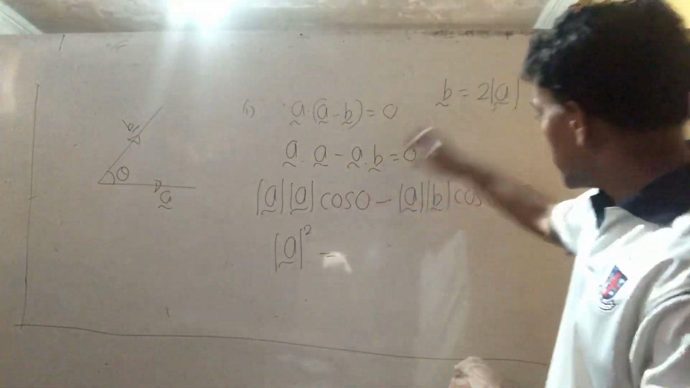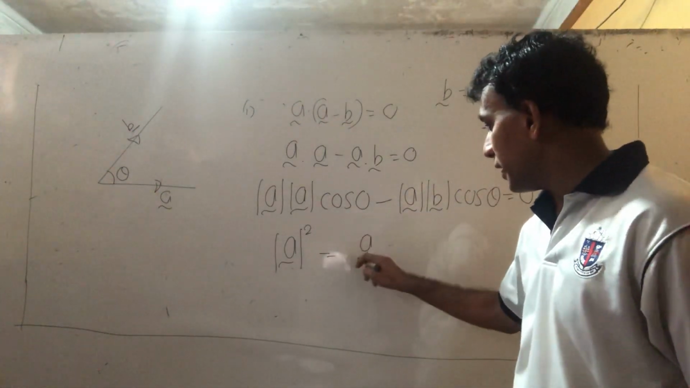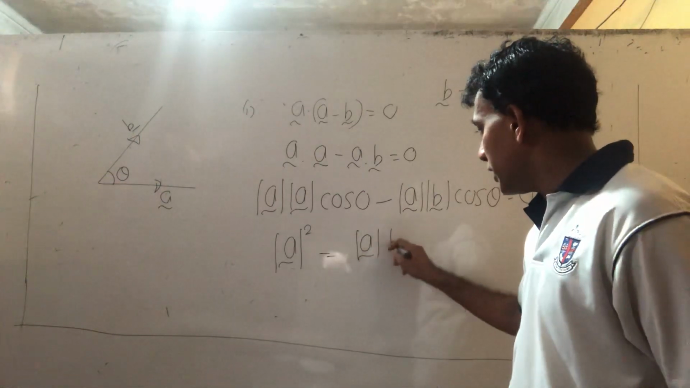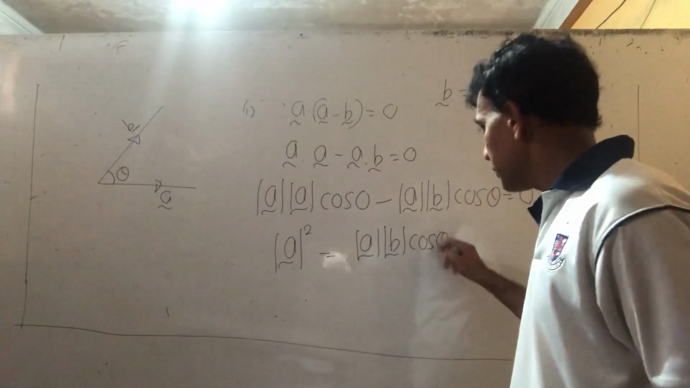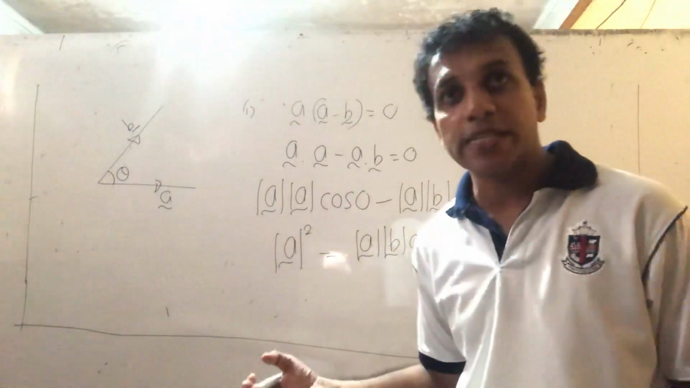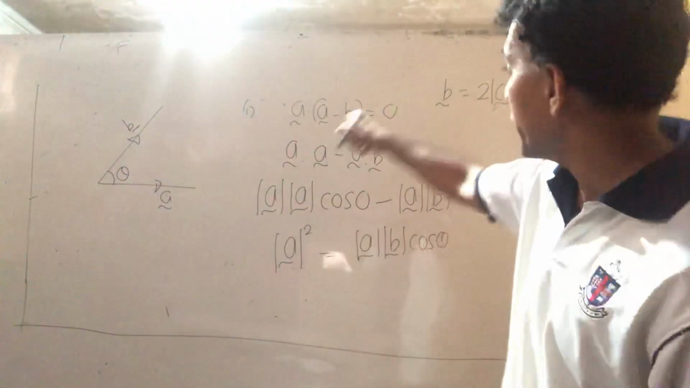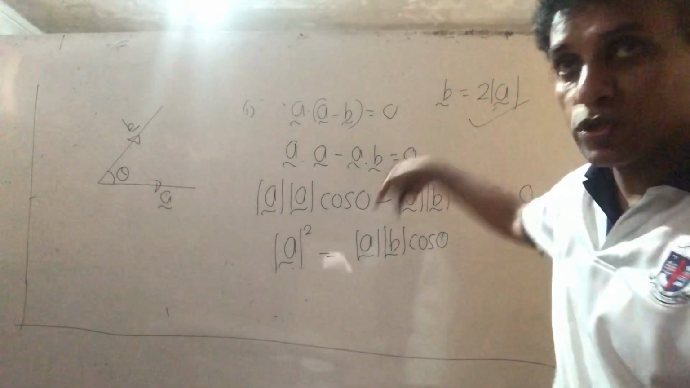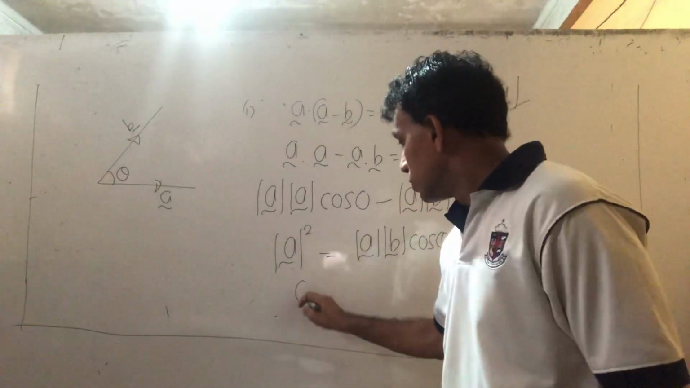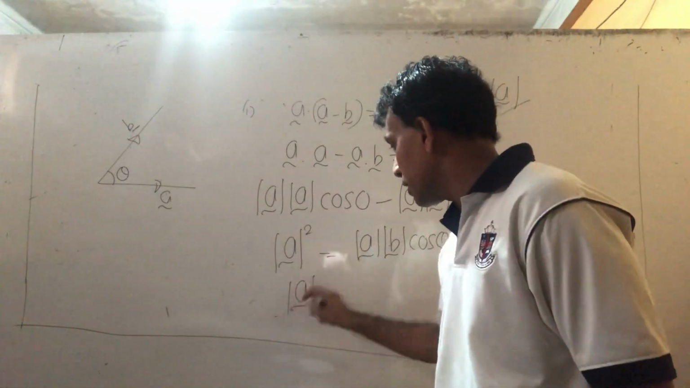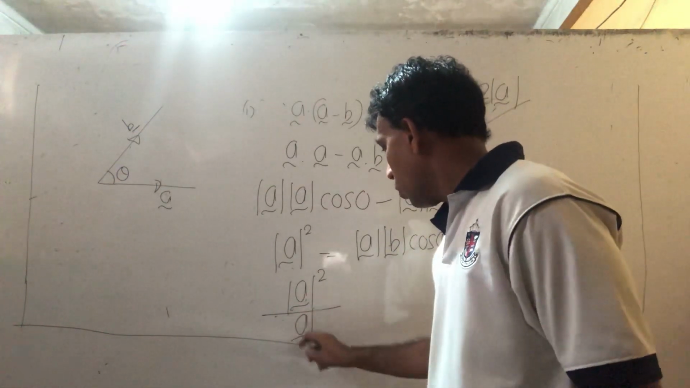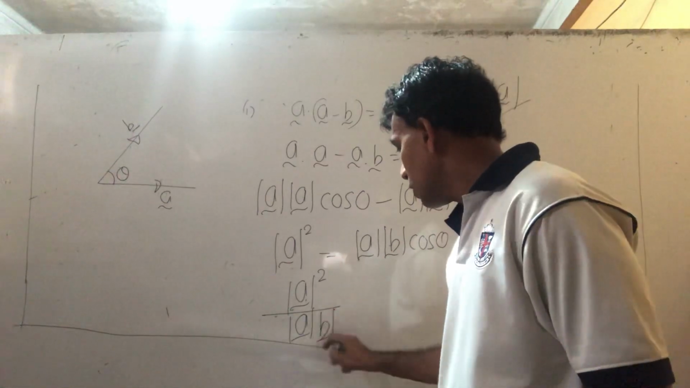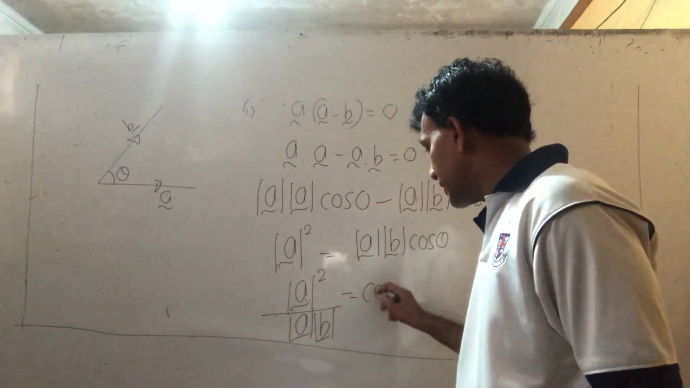Equal, I'll take this side, mod A, mod B, cos theta. Therefore, make cos theta the subject and calculate the angle value. Also, another definition is given, that also we can apply here. So mod A square divided by mod A mod B equals cos theta.